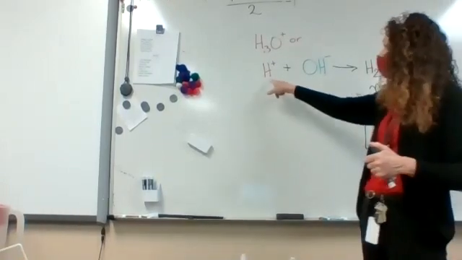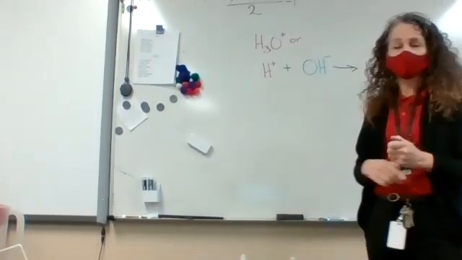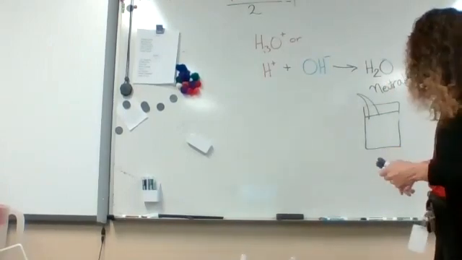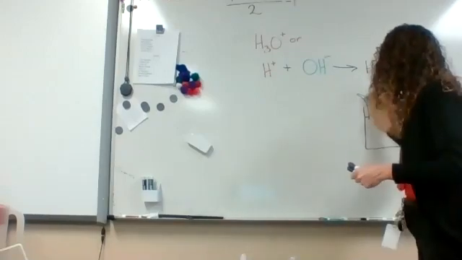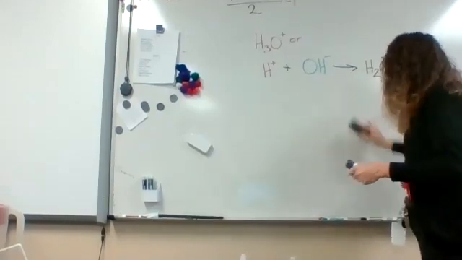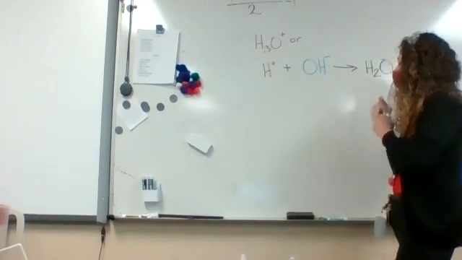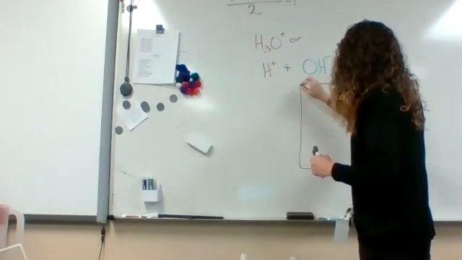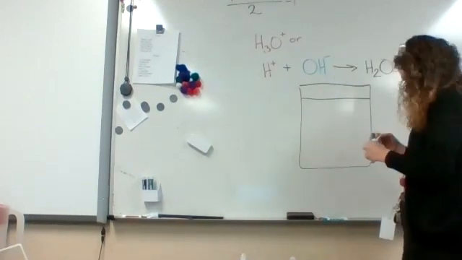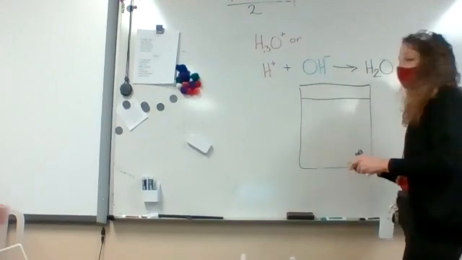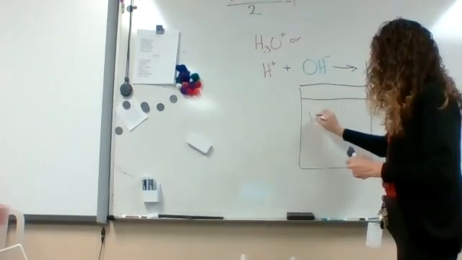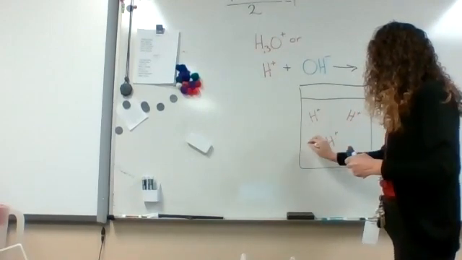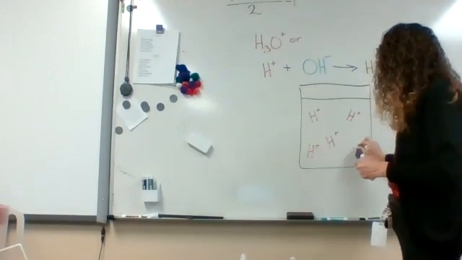So if I have an acid and I add a base to it, what do I get? Neutral. Water, which is neutral. So let's say I'm going to make my jug bigger. Let's say I have a really big bucket of water here, and I'm not going to draw the waters, but I am going to add a bunch of citric acid to it. So I have a bunch of H plus ions kicking around, right?